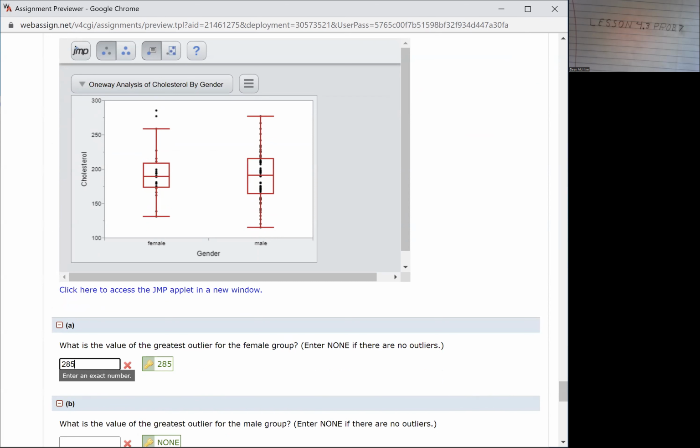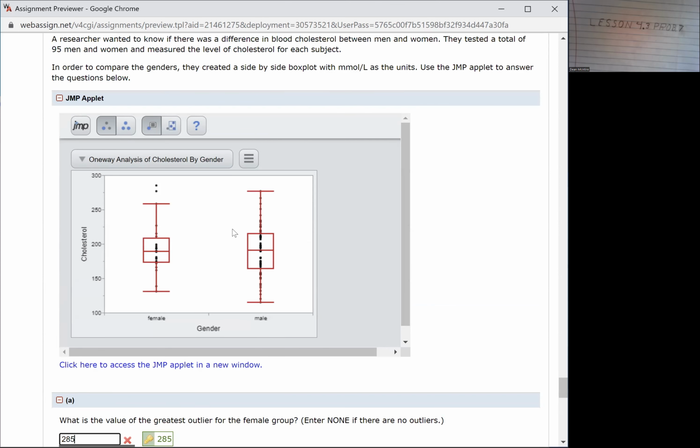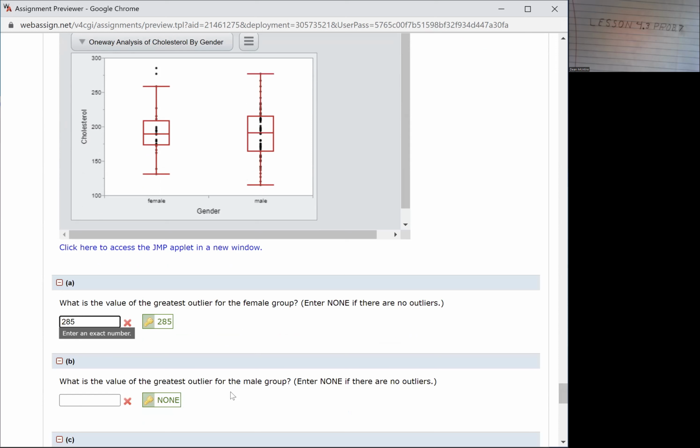Now it asks us, what is the value of the greatest outlier for the male group? Well, outliers lie beyond the max, and there are no dots here, so there's none. No outlier for male. So none.